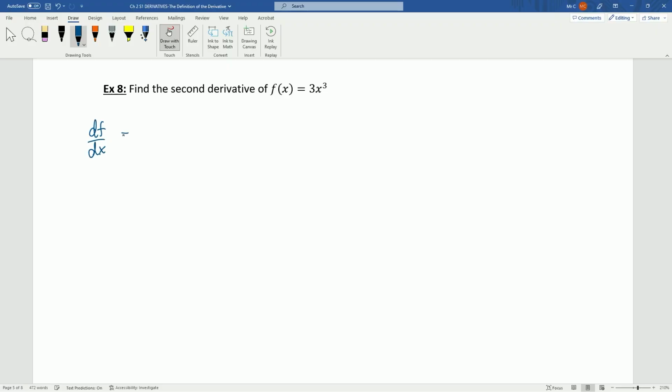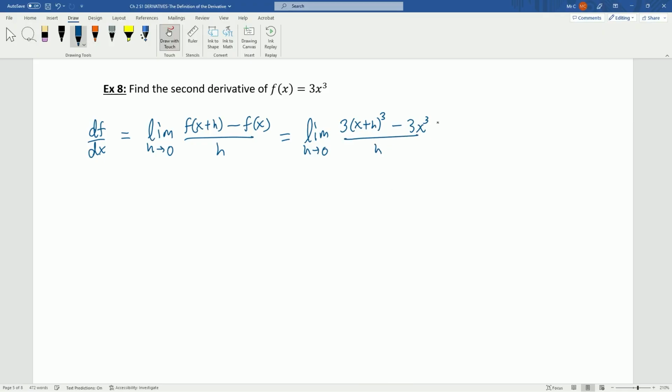So the first derivative, df dx, that's the limit as h goes to 0 of f of x plus h minus f of x over h. This is the limit as h goes to 0 of 3 times (x plus h) cubed minus 3 times x cubed over h.